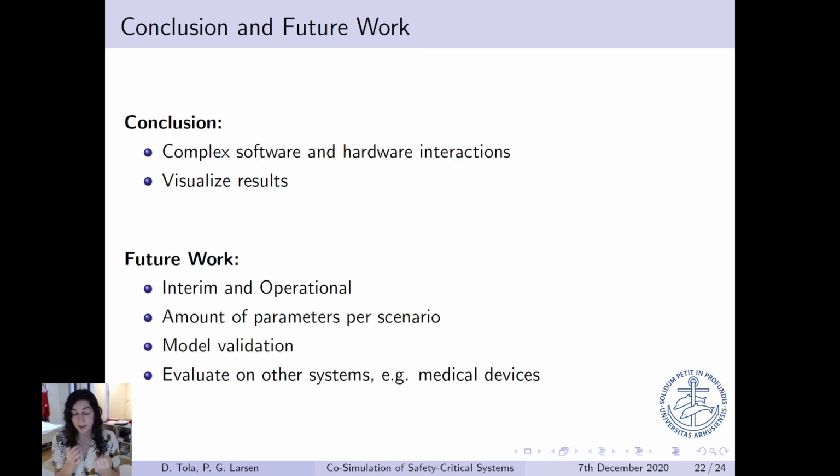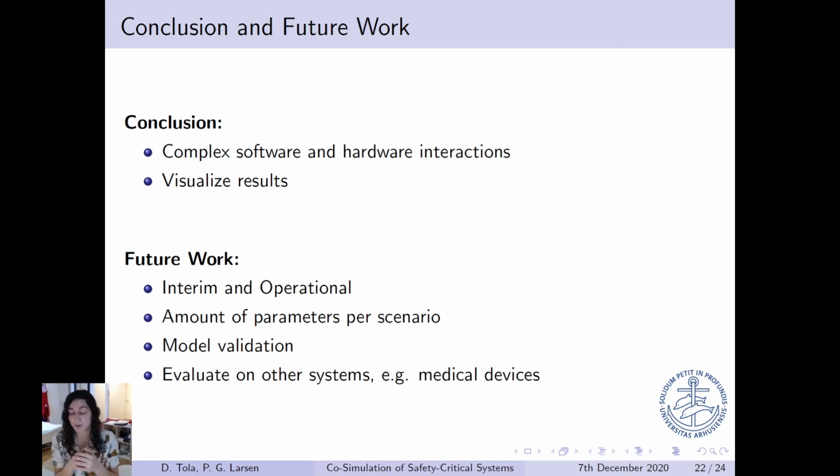So the conclusion is that co-simulation may make sense to use when working with systems where there is complex software and hardware interactions, and especially I would say in cases where you cannot physically test the system in, for example, a controlled environment. And another advantage of using co-simulation is that it allows us to visualize our results and allows the regulatory body to better understand why the system is safe, should be safe.